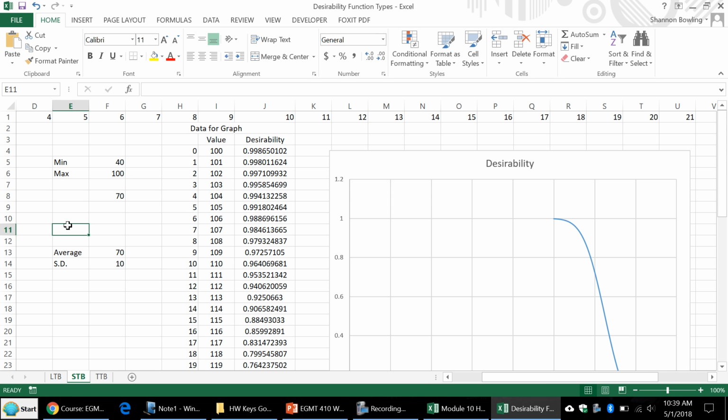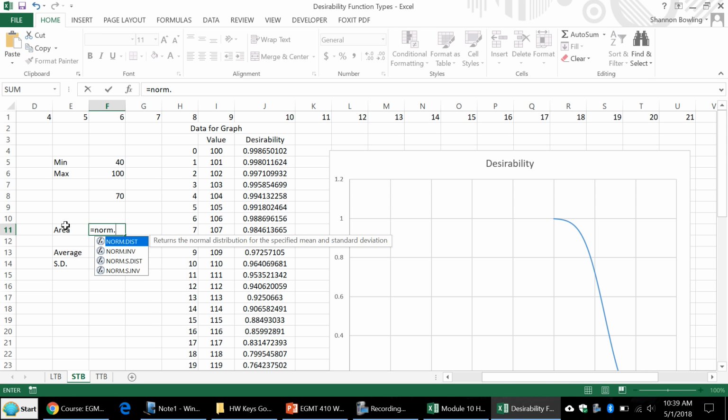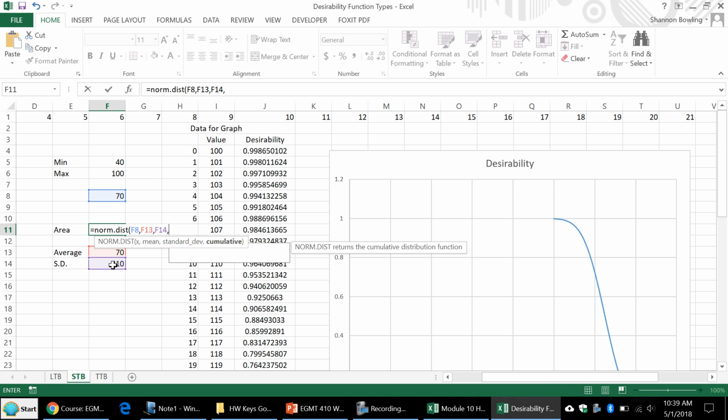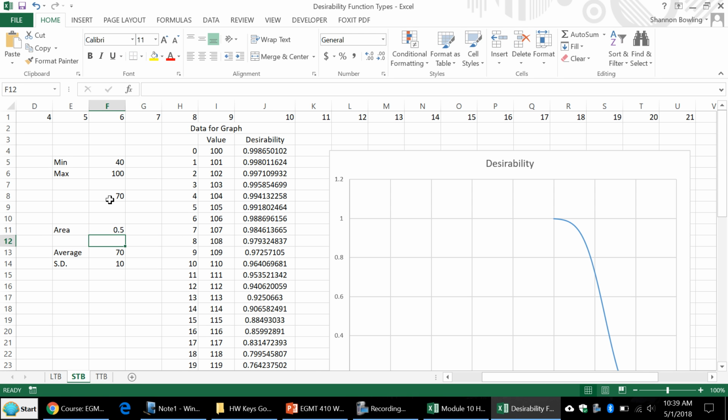So now I'm just going to say the area. I'm going to go norm.dist, this value here, which is my value of interest, the mean, which is this value, the standard deviation, which is this value, and I put a 1, which is for true, that I want the actual cumulative value. So there we go. I plug in a 70, I get a 0.5.